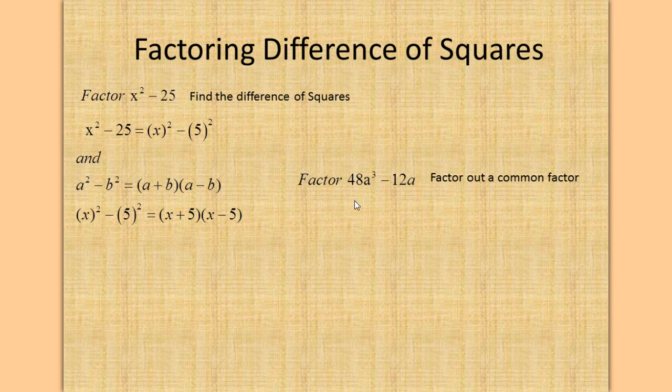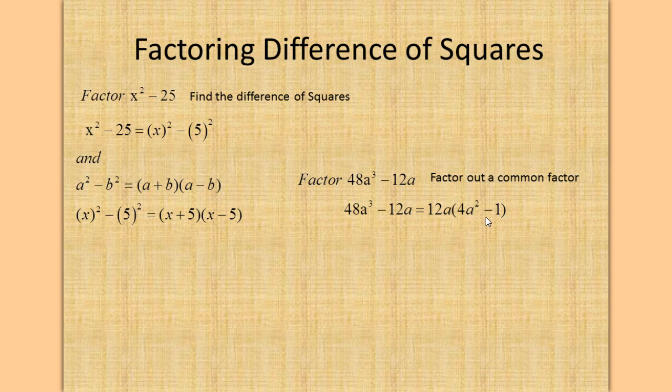Let's factor 48a cubed minus 12a. Factor out a common factor first, so let's do that. Well, what's a common factor in here? 12. 12 times 4 is 48, and a times a squared is a cubed, so that's a common factor. 12a times 1 is 12a, so that's a common factor, 12a. So what's remaining is 4a squared minus 1. 12a times 4a squared minus 1.